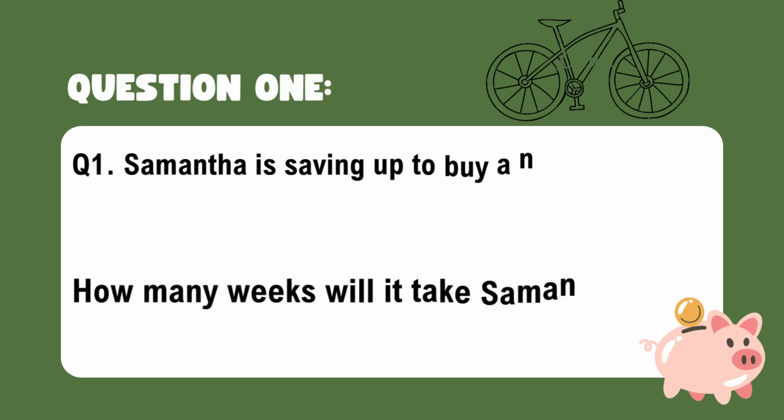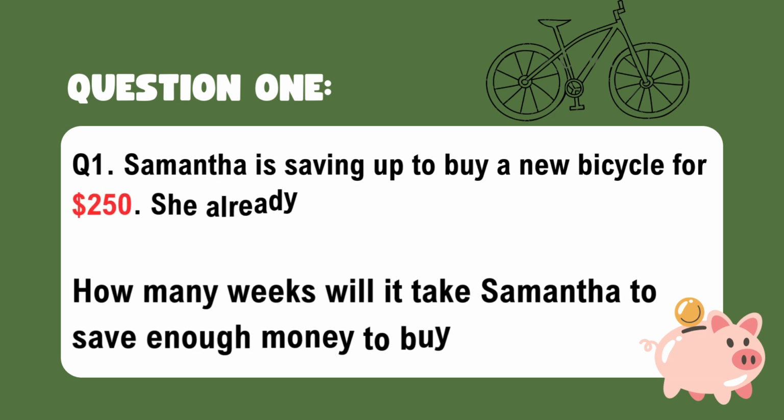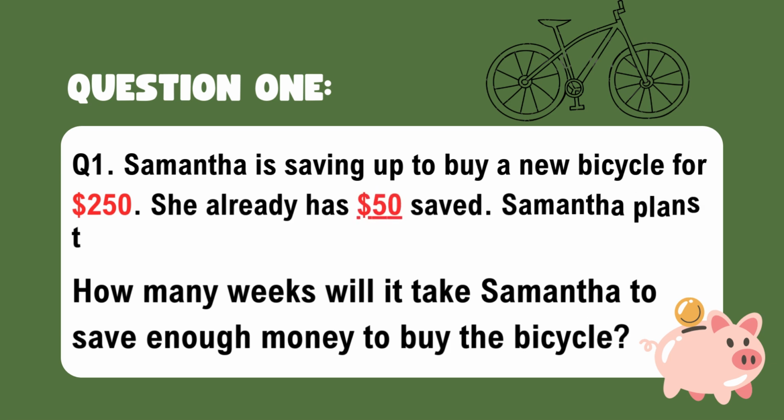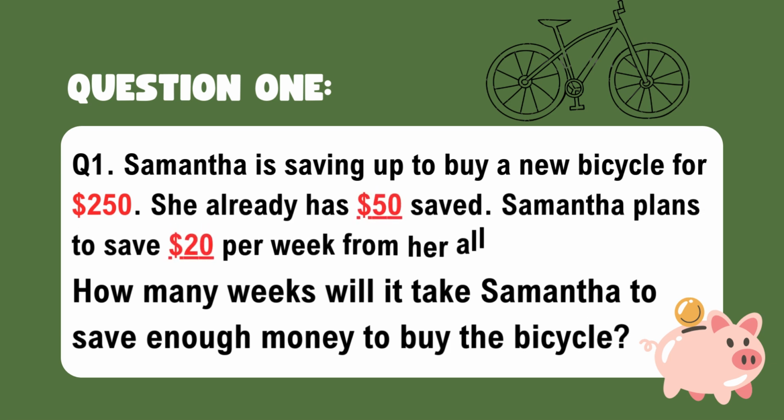Question number 1. Samantha is saving up to buy a new bicycle for $250. She already has $50 saved. Samantha plans to save $20 per week for her allowance. How many weeks will it take Samantha to save enough money to buy the bicycle?